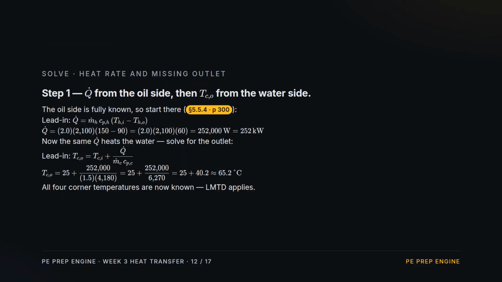Step 1. The oil side is fully known, so start there. The heat rate is the hot mass flow times specific heat times the oil's temperature drop, about 252 kilowatts. That same heat rate heats the water, so the water balance gives the cold outlet, the inlet plus the heat rate over the water's capacity rate, about 65.2 Celsius. All four temperatures are now known, so LMTD applies.